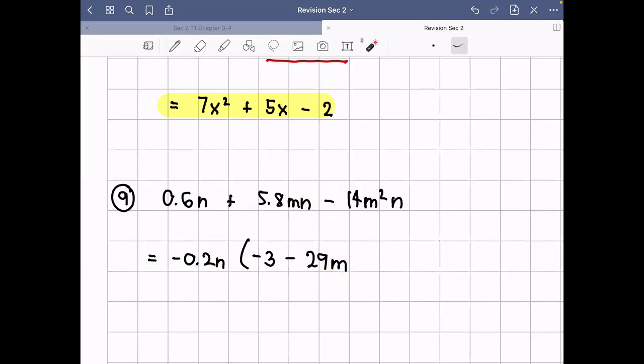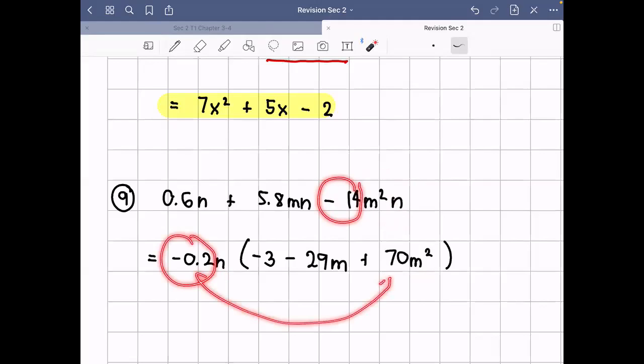And how about negative 14 m squared n divided by negative 0.2n? You type it in your calculator, negative 14 divided by negative 0.2. So it's a positive 70 m squared. You got that one, class? Again, n is no more, so it's just 70 m squared. Negative 14 divided by negative 0.2 gives you 70. So class, we now have this.